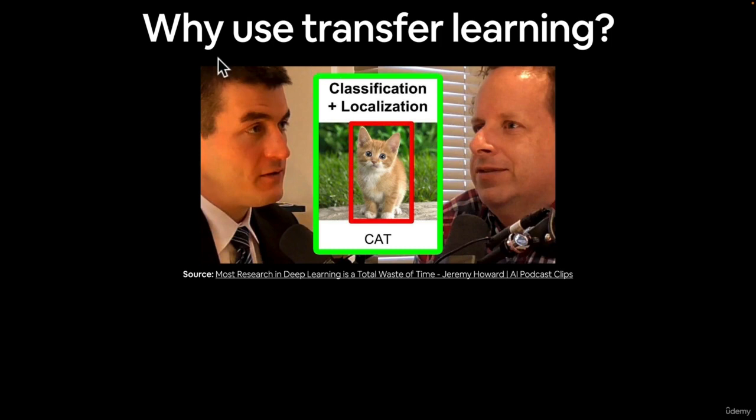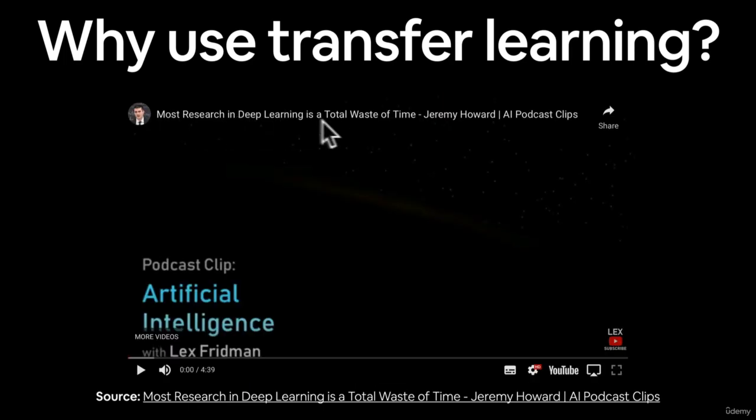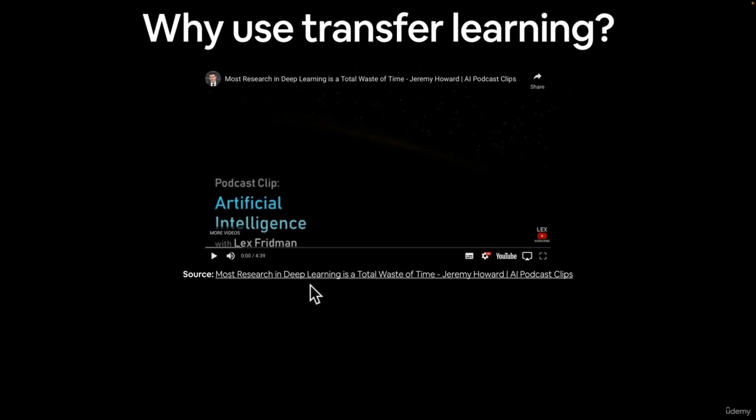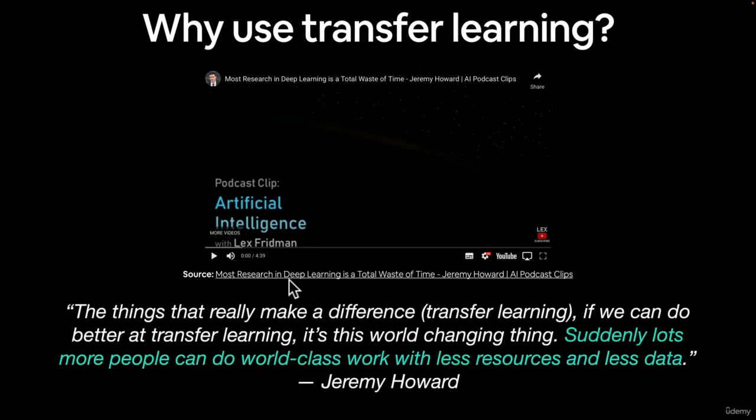And I'm going to finish here with one more quote of why to use transfer learning. I'd rather see this in action. And this is from the video, Most Research in Deep Learning is a Total Waste of Time, by Jeremy Howard from the Lex Fridman AI Podcast. Now, watch the whole clip or the whole video to get this. This is a little bit out of context, but this is the quote I've ripped from this video. The things that really make a difference, transfer learning, if we can do better at transfer learning, it's this world-changing thing. Suddenly, lots more people like us can do world-class work with less resources and less data. Now, that is from Jeremy Howard, the founder of Fast.ai, one of the best places to learn AI on the internet. So that's enough of why use transfer learning.